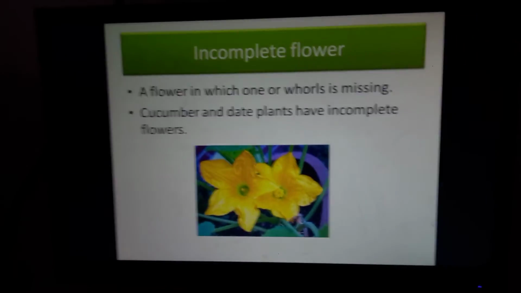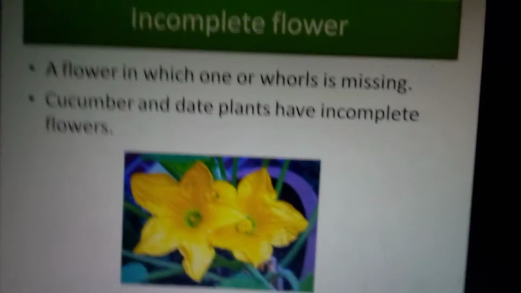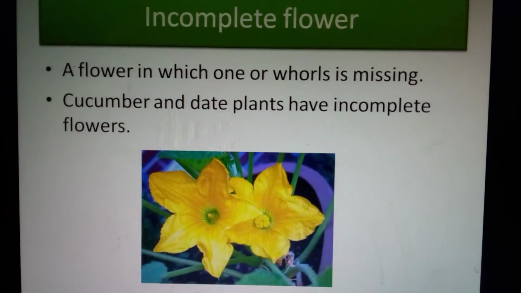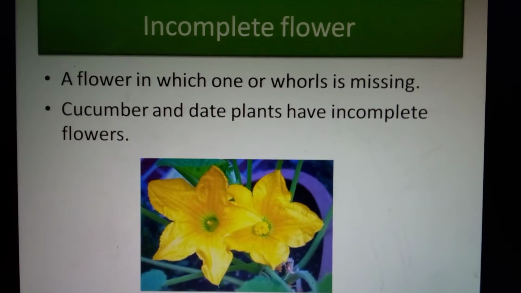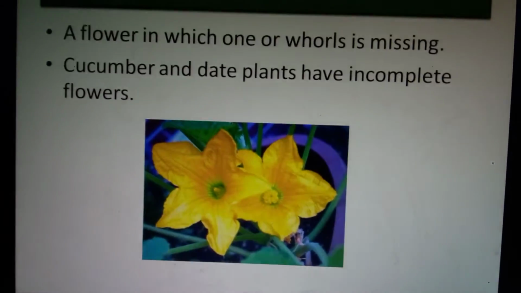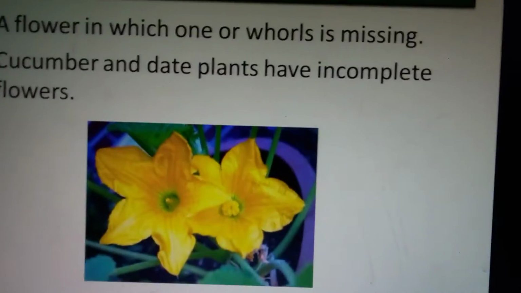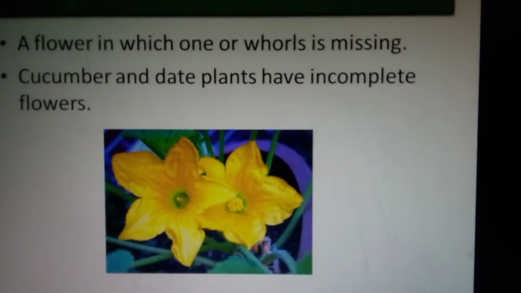Incomplete flower. Now let's see what we mean by incomplete flower. A flower in which one or more whorls is missing. Cucumber and date plants have incomplete flowers. This is the picture of incomplete flowers.